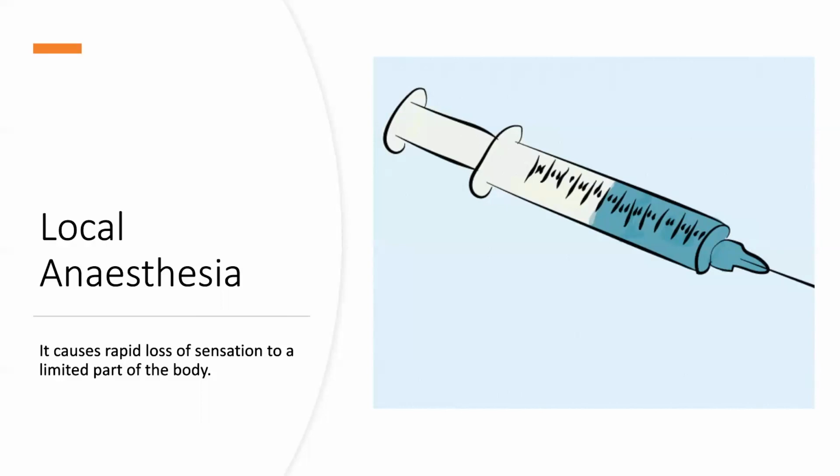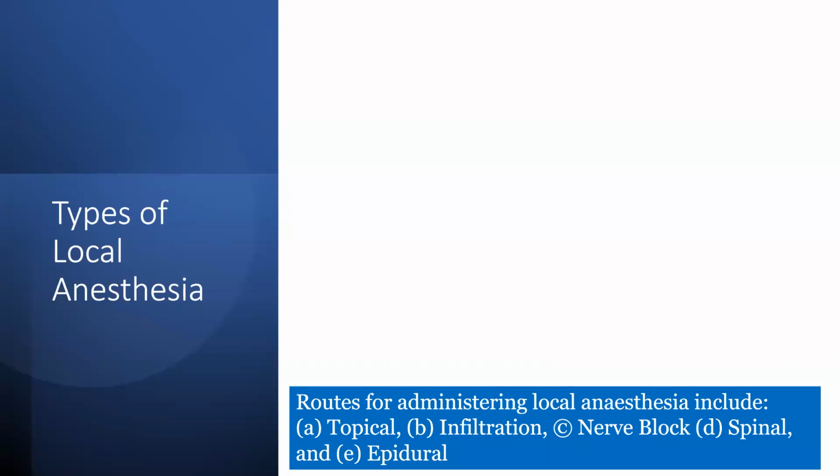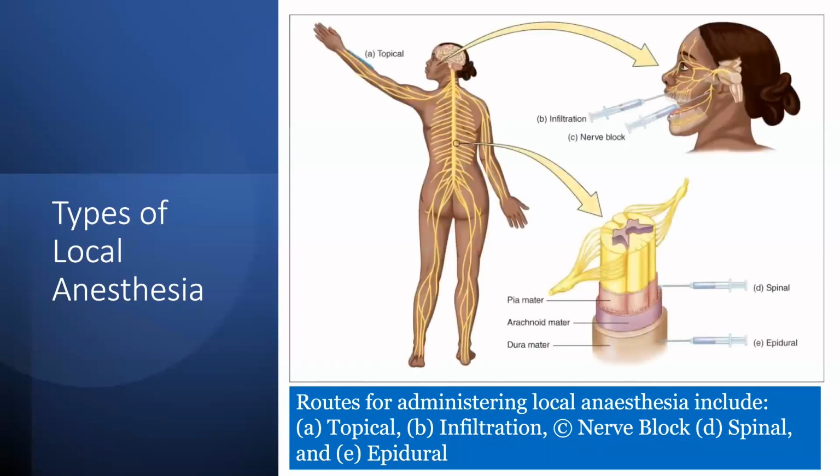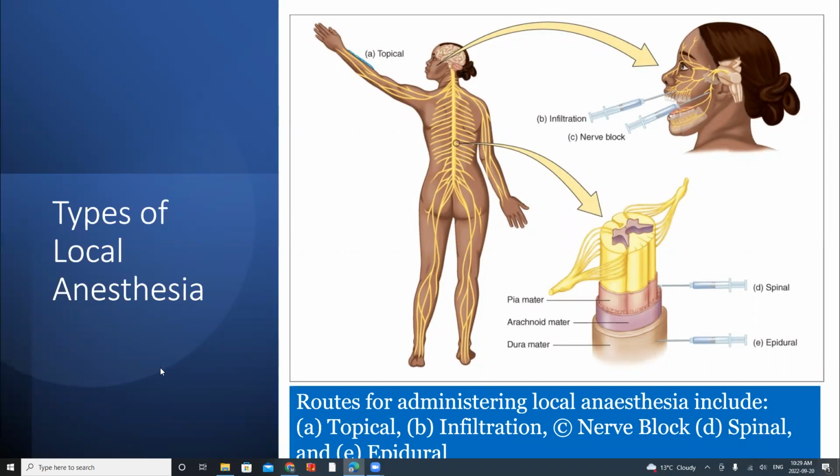First, we'll talk about local anesthesia. It causes rapid loss of sensation, but only to a limited part of the body, not the total body. That is why it is called local. So it has a local effect only. Types of local anesthesia: the local can be topical, just on the body. Number 2, it can be infiltration. Number 3, we can also block the nerves with local anesthesia. And then we can do spinals, and also the epidural. So local anesthesia can be of these different types.